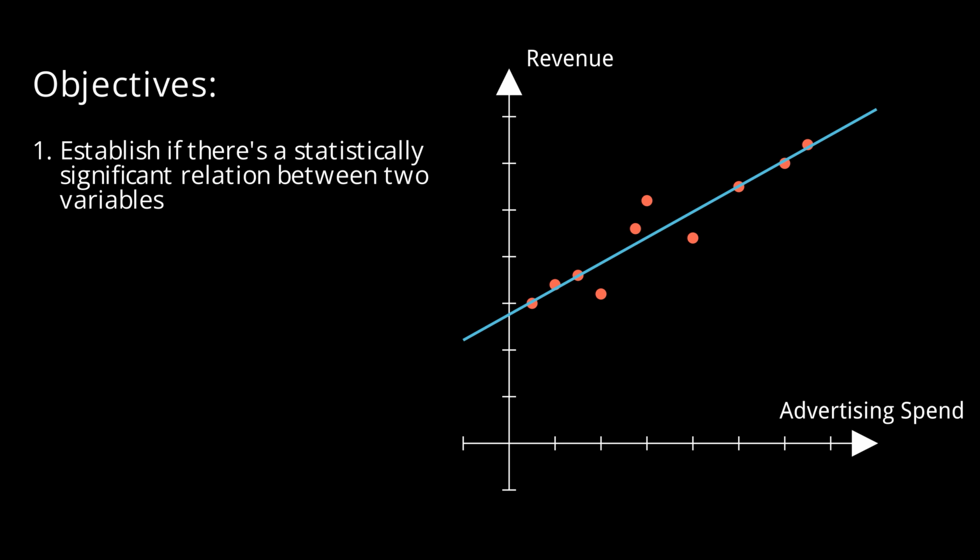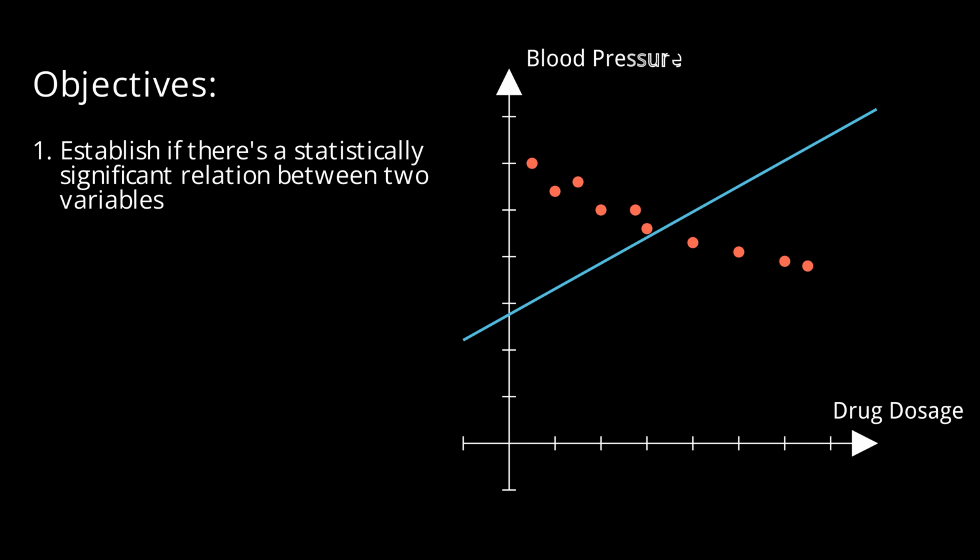Another example could be of a medical researcher who can analyze and test if there is a relationship between drug doses and the blood pressure of patients. We could ask if an increase in dosage is associated with a decrease in blood pressure. We can use the regression model to test if that relationship exists.